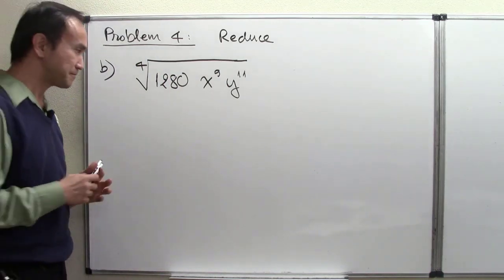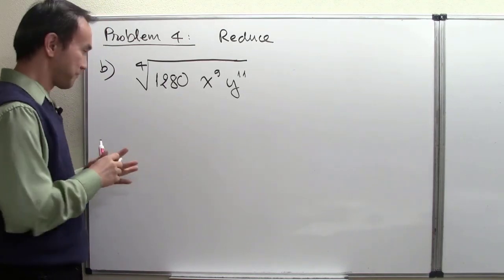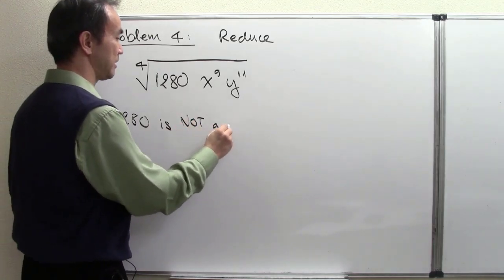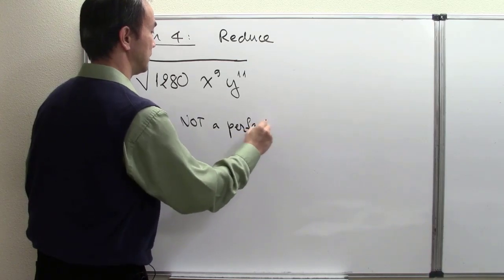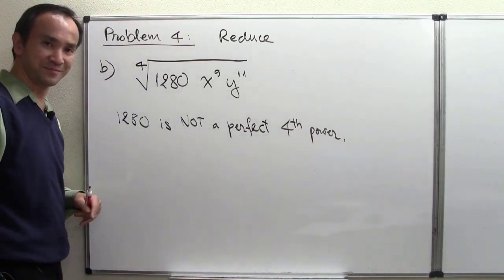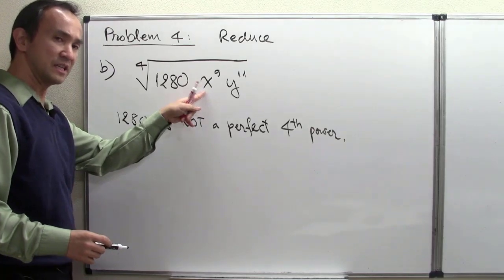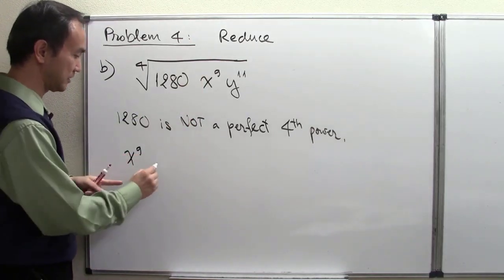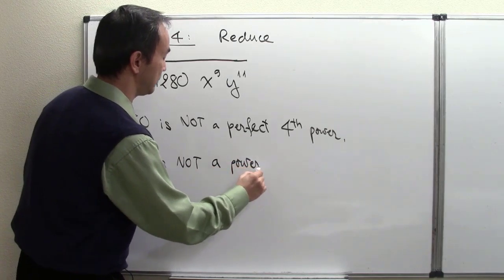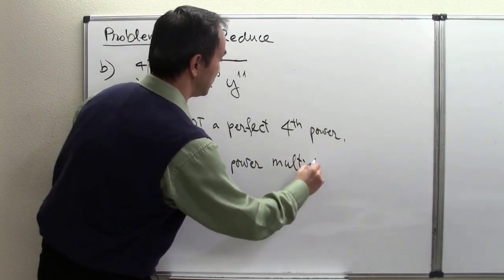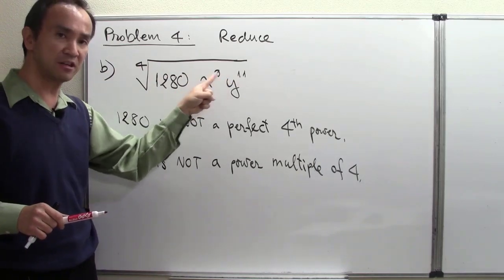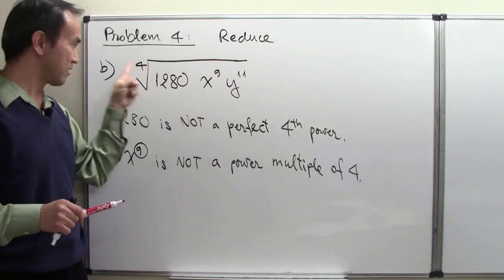Okay, and so quickly as an observation, 1280 is not a perfect 4th power. That's so clear. Okay. The x to the 9th, the power right there, right, is not a power multiple of 4. And so in order to reduce this, each of these powers needs to be a multiple of 4, because it's a 4th root right here.